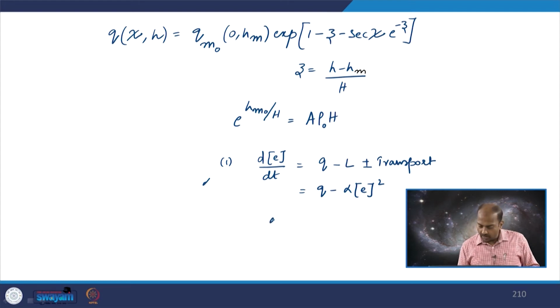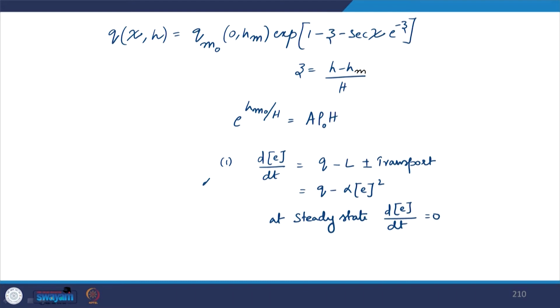So let's say at steady state is when things don't change with respect to time. At steady state, we write the rate of change of electron density with respect to time as 0. That means things are not changing with respect to time. So we can write that Q is equal to alpha times e square. This is a familiar form of the continuity equation that we have used or will be using in our discussions of the ionosphere, right? So the electron density can simply be written as Q by alpha raised to the power of half.